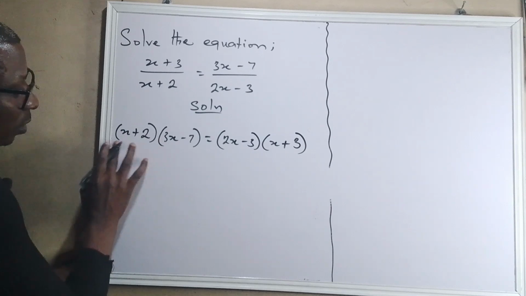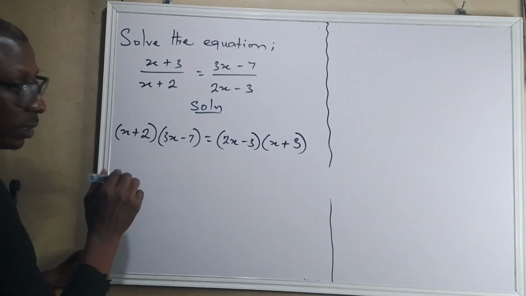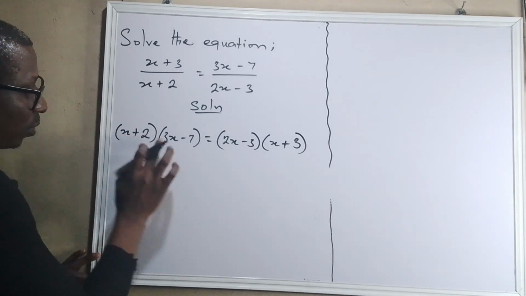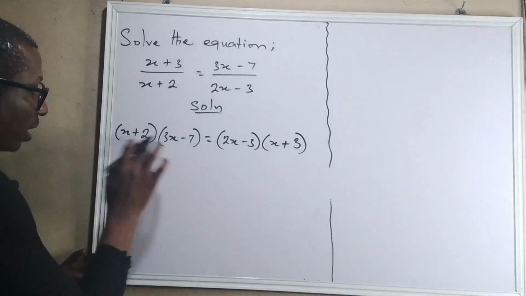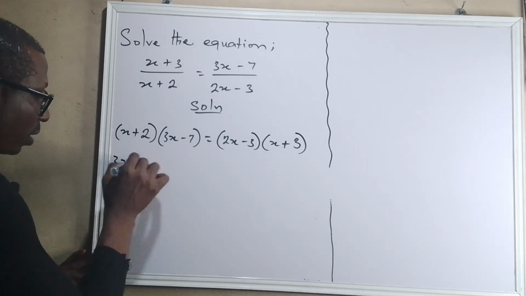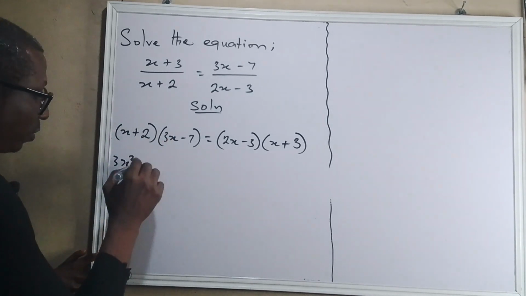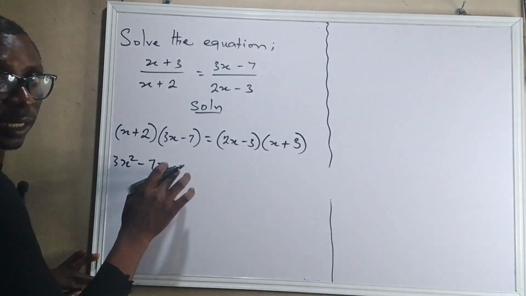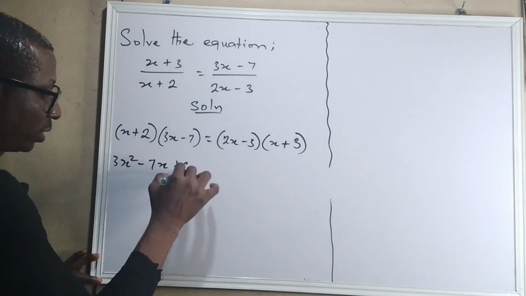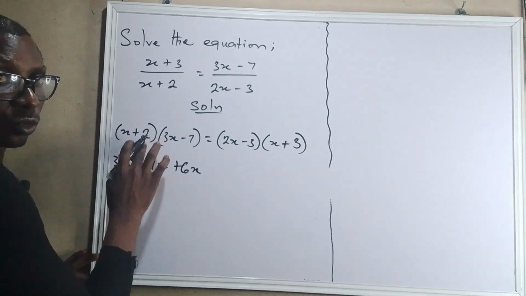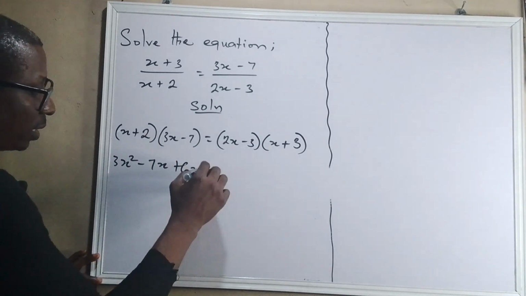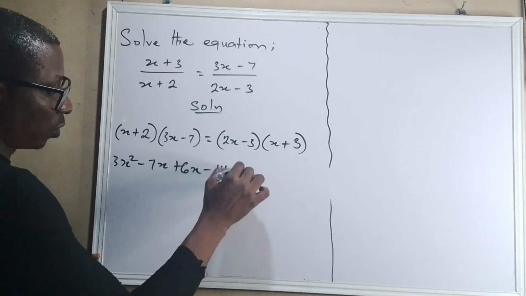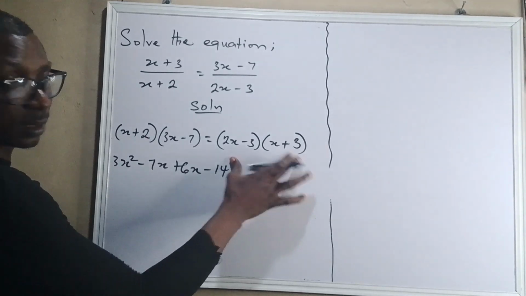Now let's expand. This x multiplies everything here. So x times x, we have 3x squared. x times minus 7, you have minus 7x. Now 2 times 3x, we have plus 6x. Now 2 times minus 7, that is minus 14, equals to, now we expand this.